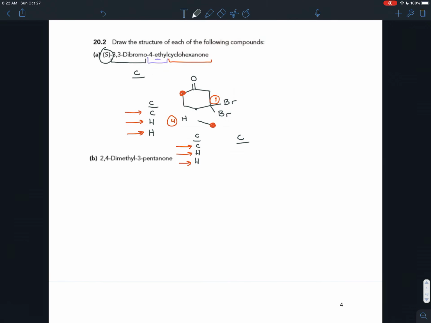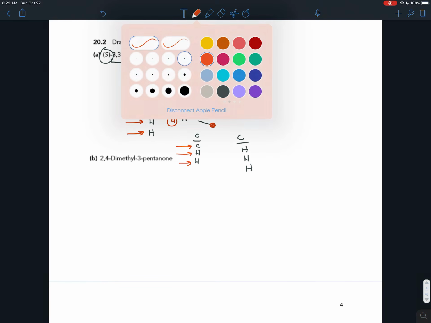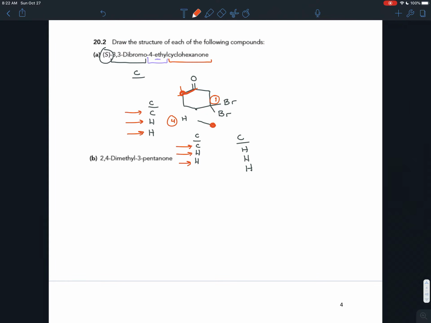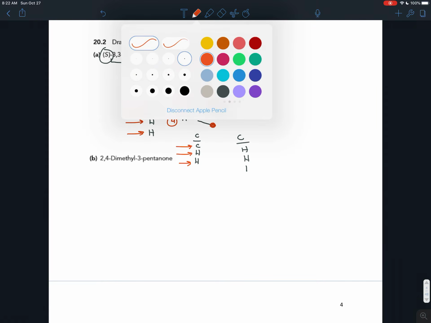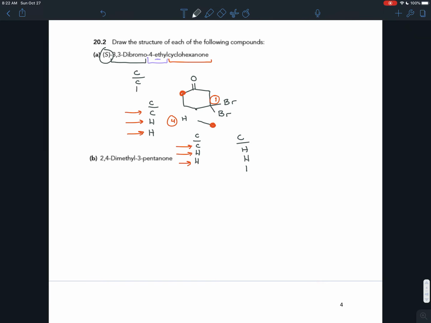This carbon here, going away from the chiral center, is bonded to 3 hydrogens. This carbon, going away from the chiral center, is bonded to a carbon and 2 hydrogens. So in descending atomic number, carbon and 2 hydrogens. So now we have those 2 tables and we can compare them one row at a time.